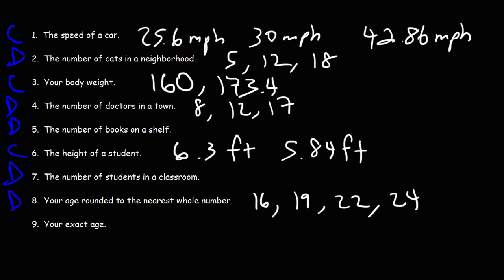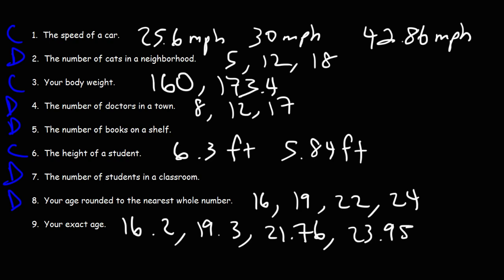Now for number 9, this is your exact age. So John might be 16.2. The next person might be 19.3. And then the third person might be 21.76. The last one might be 23.958 years old, if you want to get the exact age. In this case, that can be measured, not counted. So this would be a continuous set of data.